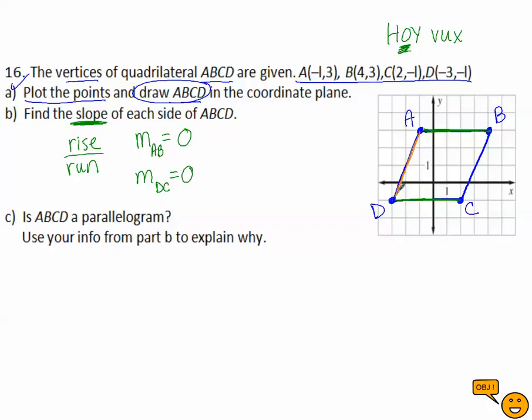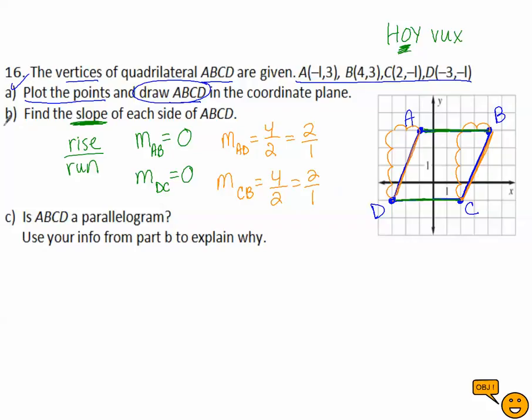How about the slope of AD? If I'm going to do rise over run, I'm going to start with the point to the left. So from D, I'm going to count up 1, 2, 3, 4, and over 1, 2. Simplify it to 2 or 2 over 1. Similarly, the slope of CB or BC, this guy right here, again, I'm going to start with the point to the left, and I count 1, 2, 3, 4 up and over 2. So the slope is again 2 or 2 over 1.